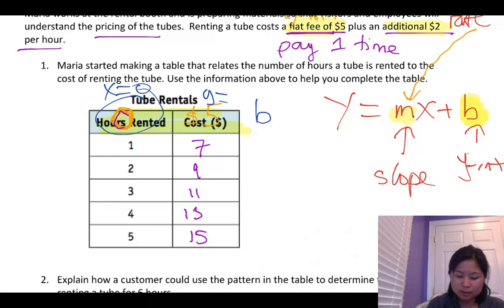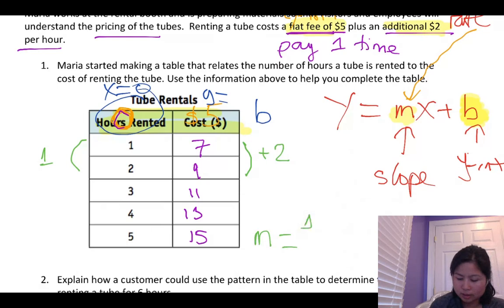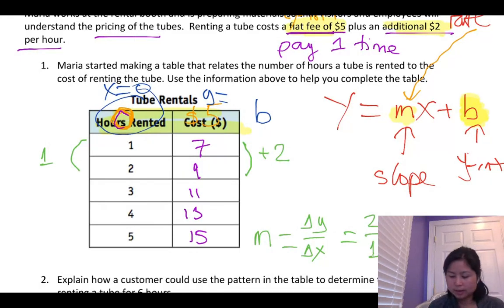For this one, to find the slope, what you need to do, you can choose any 2 points. It doesn't have to be any particular one. You can choose any. So let's see, I'm going to choose these 2. I find the difference between 7 and 9, which is a 2. And find the difference of the x values, which is 1. So the slope that I will have is the change of y over the change of x, which in this case, the change of y is 2 over the change of x, which is 1. So my slope is 2 over 1, which is the same thing as 2.